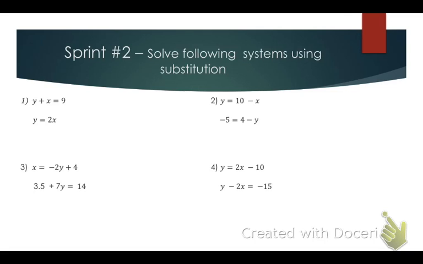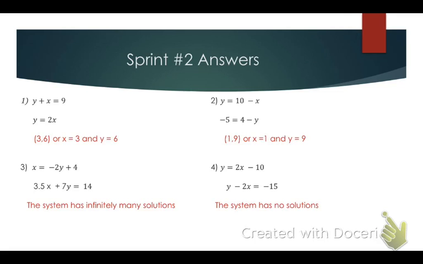Okay, let's check your next sprint. Here are your answers. Number 1, x is 3 and y is 6, or you may put it in an ordered form. Same thing for 2. Number 3, infinitely many solutions, so they're the same line. And number 4 has no solutions.